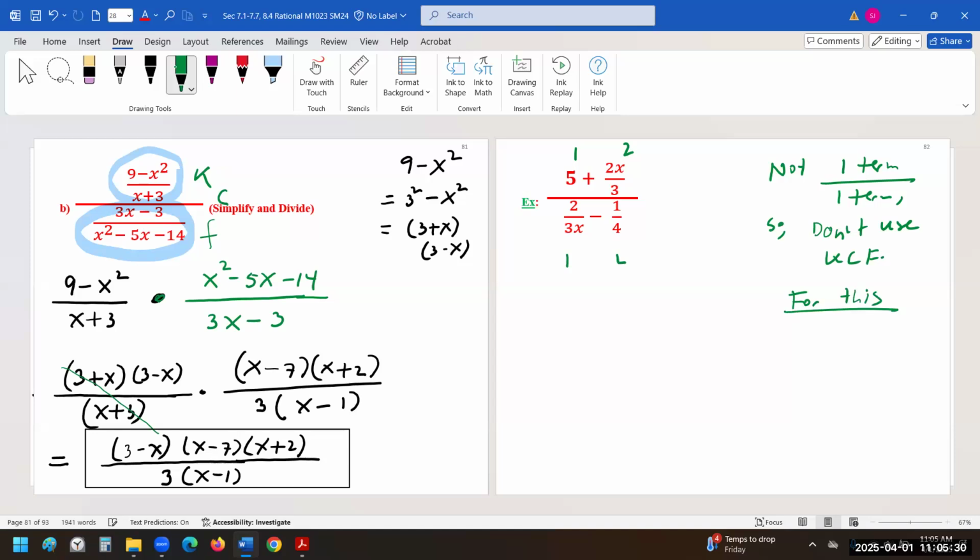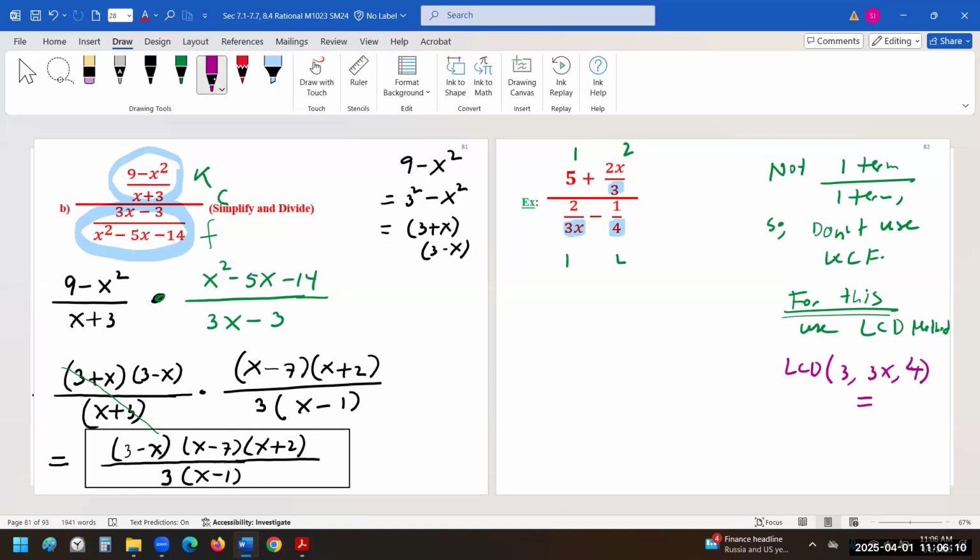For this, use the LCD method. And what is this method? In this method, we're going to find the LCD of all the denominators. So we see denominator 1, denominator 2, denominator 3. So if you find the LCD of 3, 3x, and 4, what's the LCD among 3, 3x, and 4?